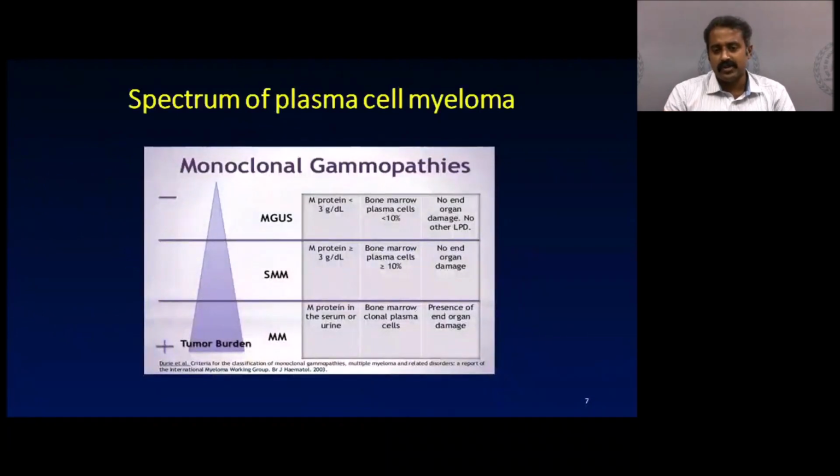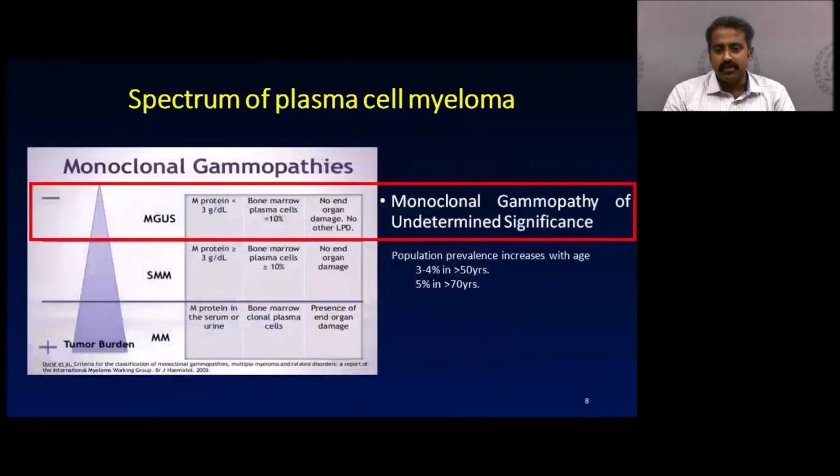Now, looking at the spectrum of plasma cell myeloma, which is called monoclonal gammopathies, you have to understand that as the tumor burden slowly increases, multiple myeloma has two asymptomatic phases. The first one is called MGUS, or monoclonal gammopathy of undetermined significance. As the tumor burden slowly increases, it becomes smoldering multiple myeloma. When there is end organ damage caused by the monoclonal protein and the plasma cells, you call it multiple myeloma. In MGUS, the M protein is less than 3 grams per deciliter, the bone marrow plasma cells are less than 10%, and this is not sufficient to cause any end organ damage.